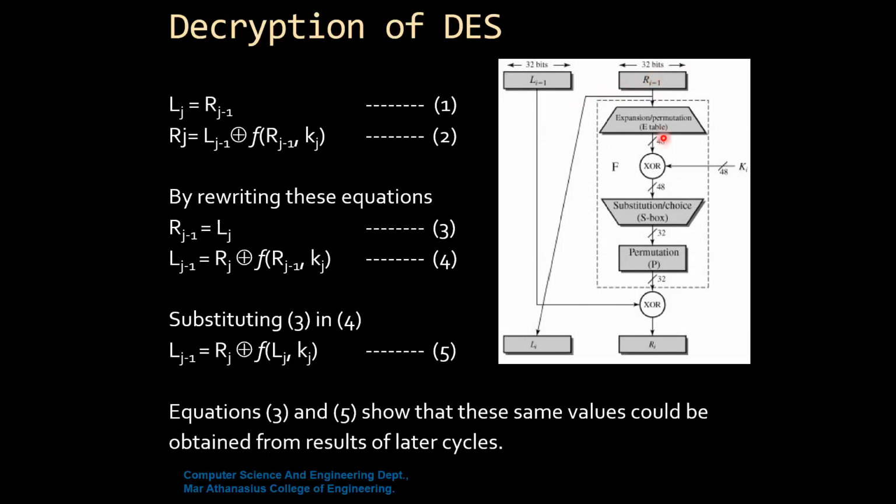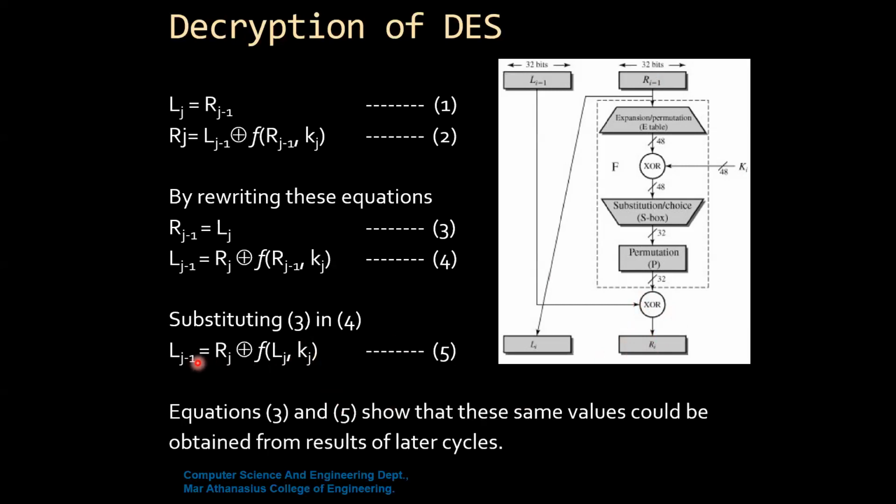So the output that you get during decryption in each round is supposed to be the input of that particular round. So we can prove that the inputs are related to the outputs of that particular round. R of j minus 1 is equal to L of j, and L of j minus 1 is equal to R of j exclusive OR f of L of j comma K of j, the inputs that are given to that particular round. So we can prove that in each round, decryption is reversible. Each round in DES is reversible.